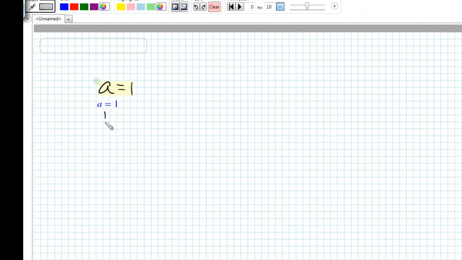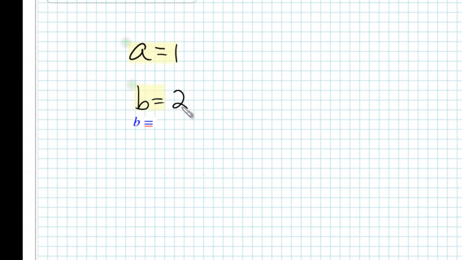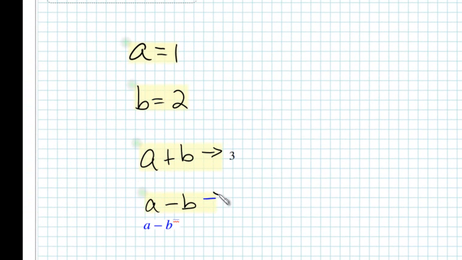You can also introduce symbols. For example, you can write a equals 1, b equals 2, and solve a plus b, or a minus b. Everything on the screen is dynamic, and when I change the 1 to a 2, the solution changes. I can also change the value assigned to b, and we can see the result change accordingly.